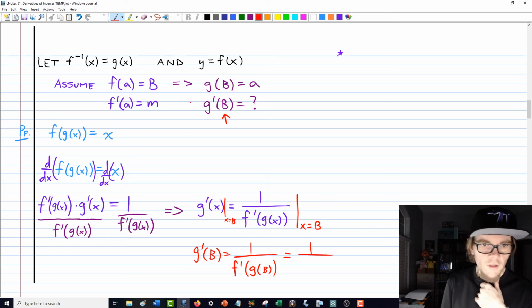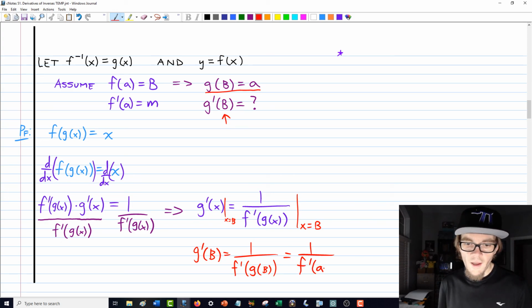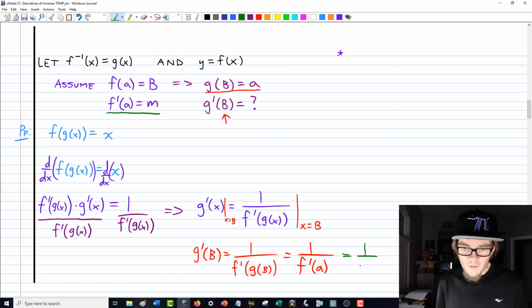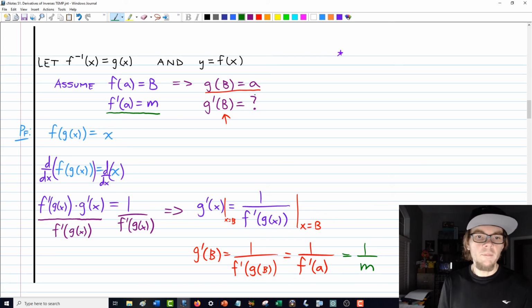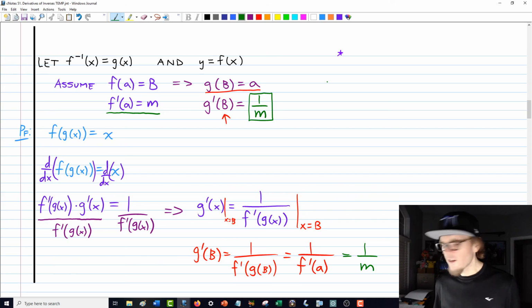According to what we said earlier, due to the properties of inverse, g of b is equal to a. So this is 1 over f prime of a. And then taking one more shot here, it says f prime of a is m. We just decide to call it that. That means that the slope at that corresponding point is 1 over m. So what we've just shown is that if all the rest of that is true, the slope at the corresponding point is the reciprocal of the slope at the original point. So pretty interesting thing here to pull out.